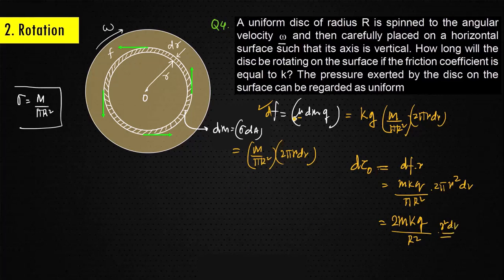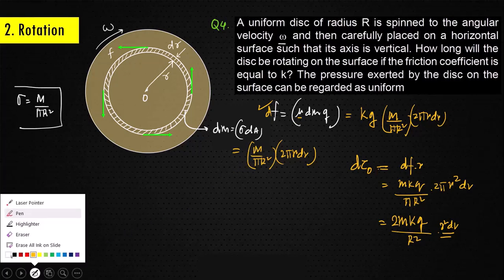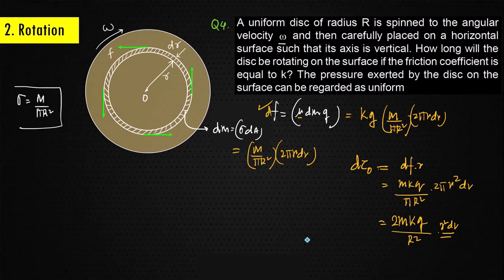Corresponding to that, you can calculate the total torque acting on this. So total torque tau should be equal to integration of d tau. Once I do the integration, it gives 2 m k g divided by R square into R cube by 3, capital R cube by 3, since the limit is from 0 to capital R. So ultimately I get 2 by 3 mkg into R. That is the net torque, total torque acting about the center.